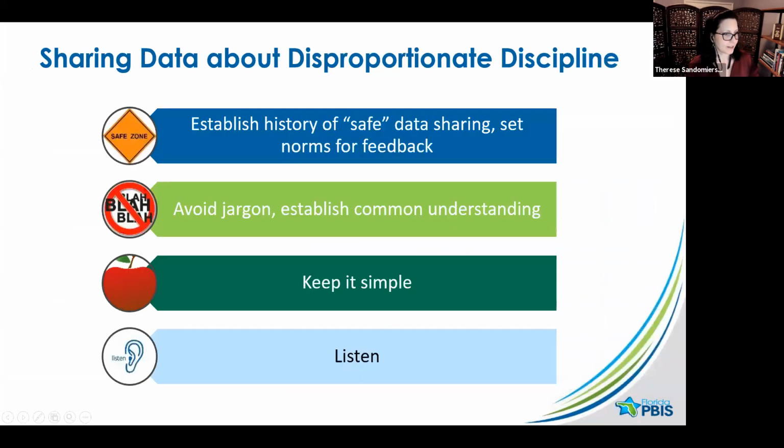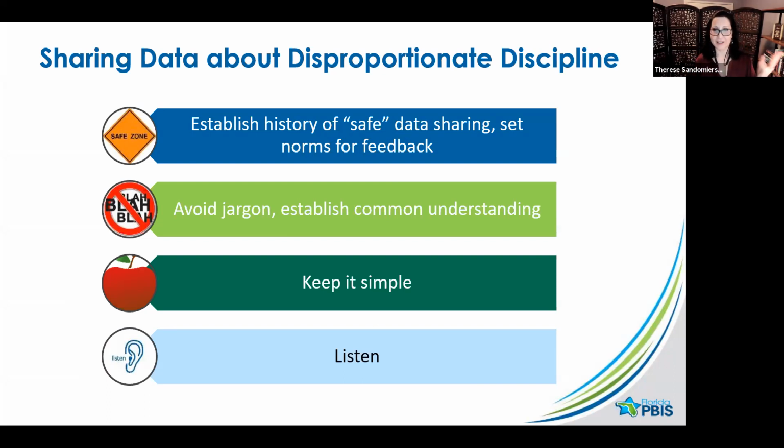So moving on here. Now, if we're talking about sharing data about disproportionate discipline with families, one thing that can help you in that effort is to first establish a history of safe data sharing. So basically, you just practice sharing information with your families. The information, of course, is de-identified when you share it so that we're still protecting, we're following the FERPA regulations. But basically that just gives you practice.